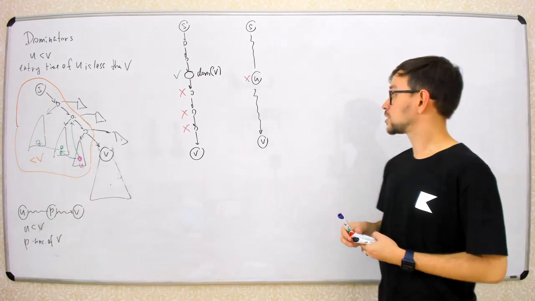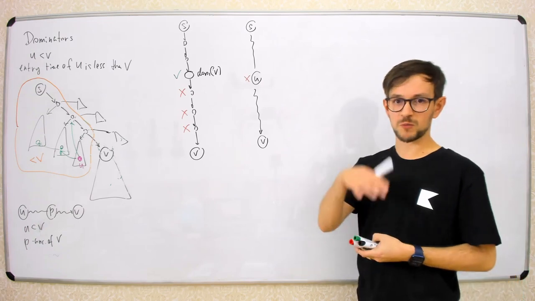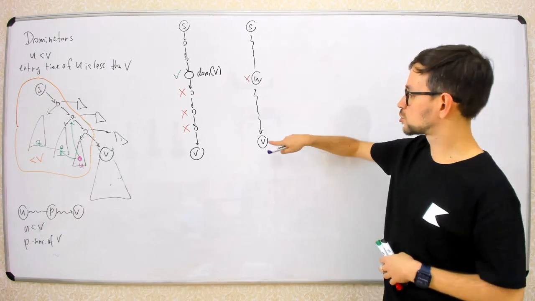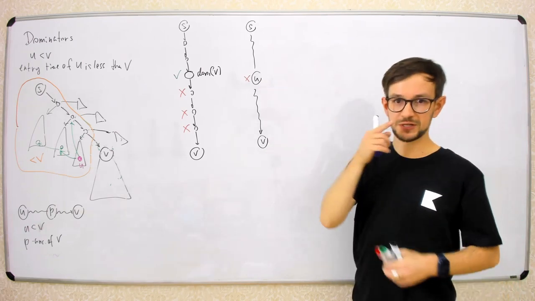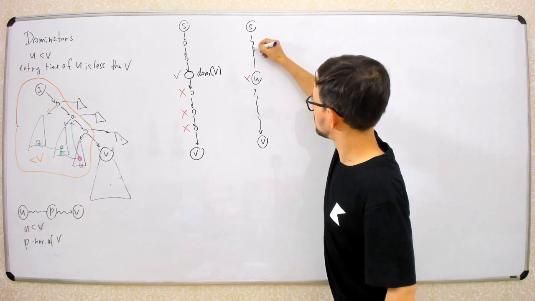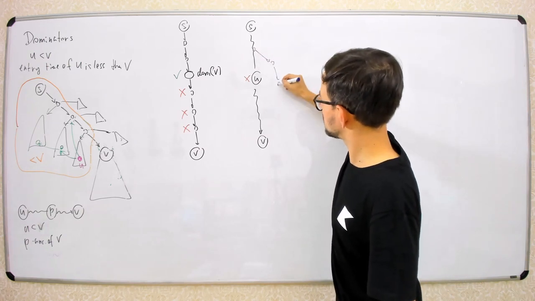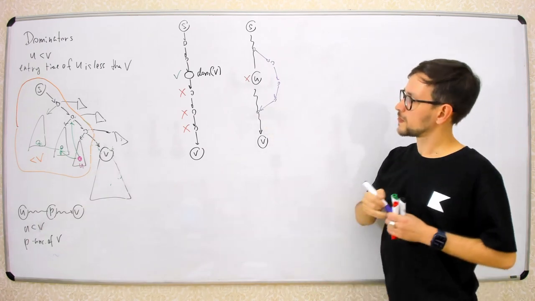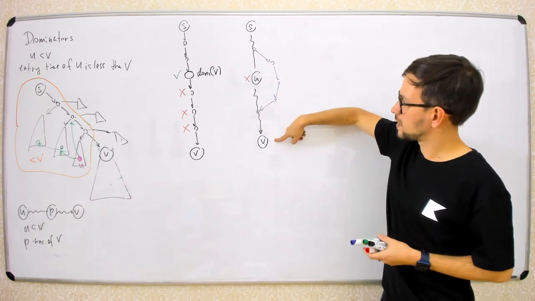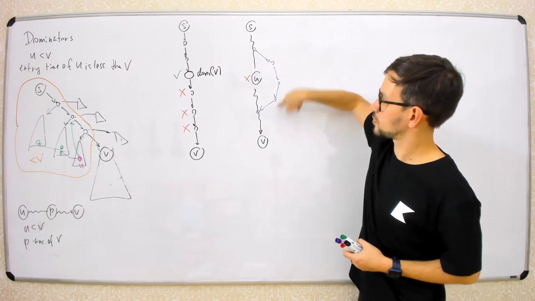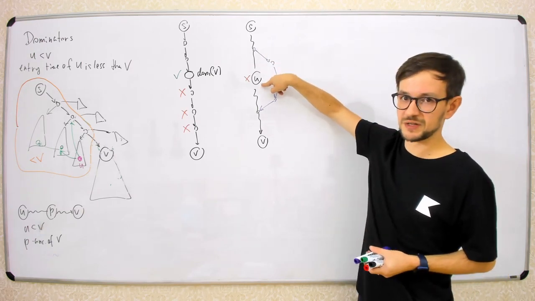There must be some forward edge. Not actually a forward edge, there might be some forward path. So there must be some path which goes to node V but doesn't visit this node U. There must be not a single edge. There may be something like this. So there must be some path. So, if U is not a dominator of V, there must be some path which goes to this node V, kind of from here to here, and which doesn't visit this node U.